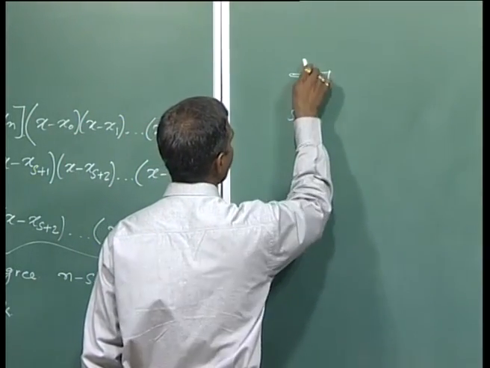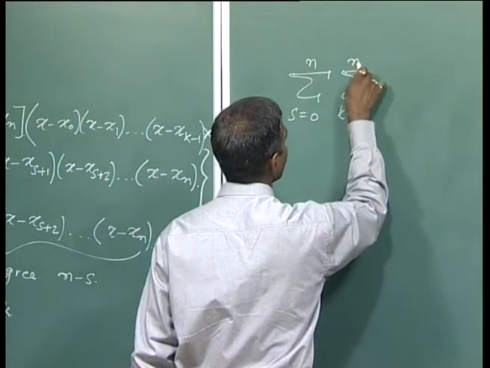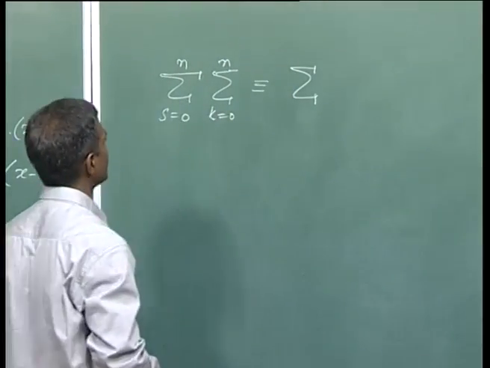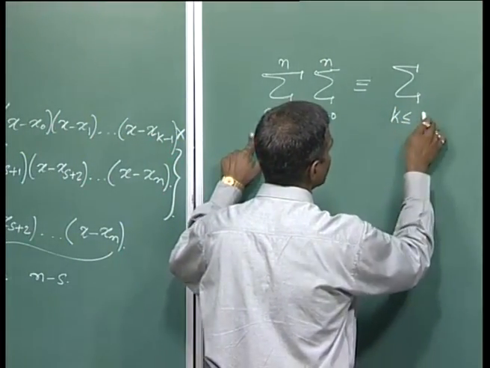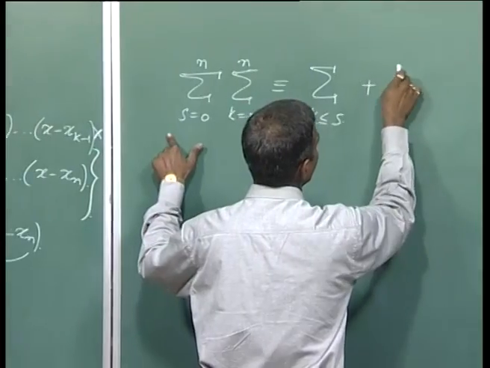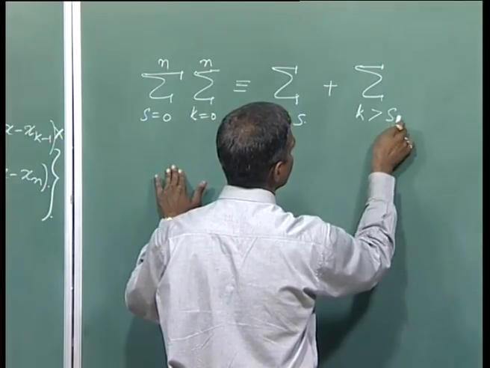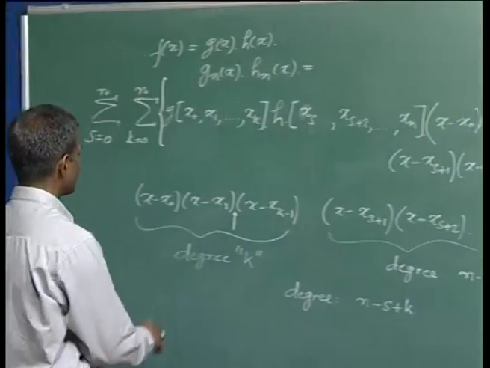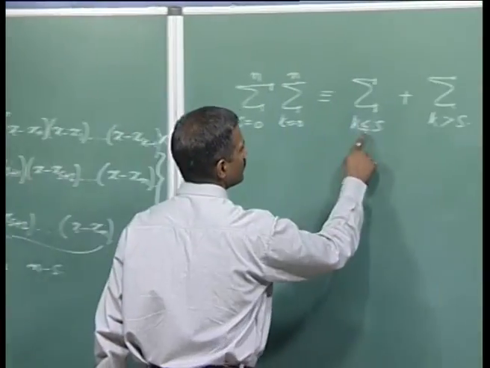S going from 0 to n, k going from 0 to n. Let's try to express this as the summation of all terms for the case when k is smaller than or equal to s, and then the summation of all terms for cases when k is greater than s. And let's try to investigate what happens to this particular expression for these two cases.